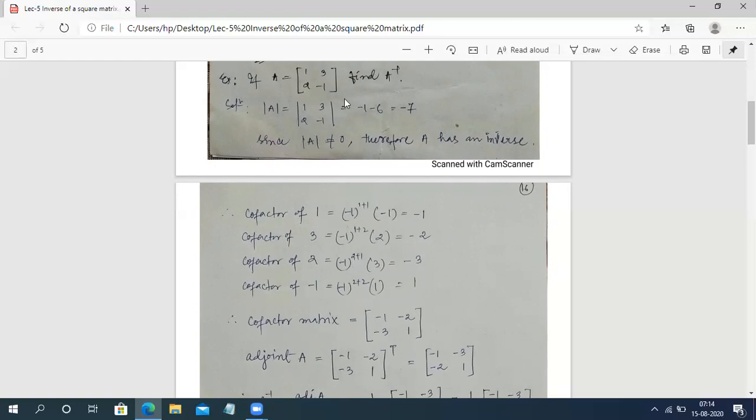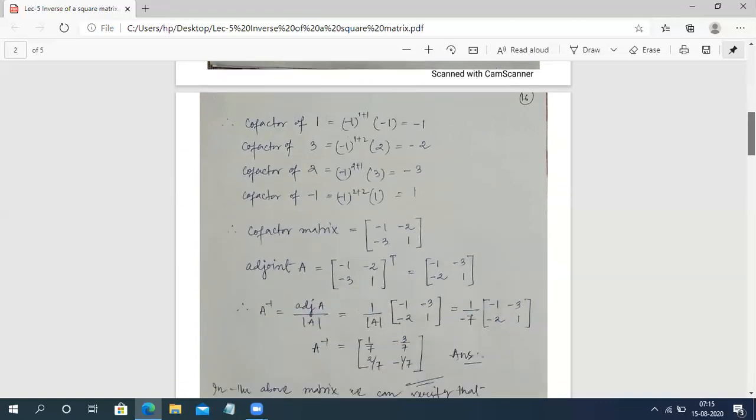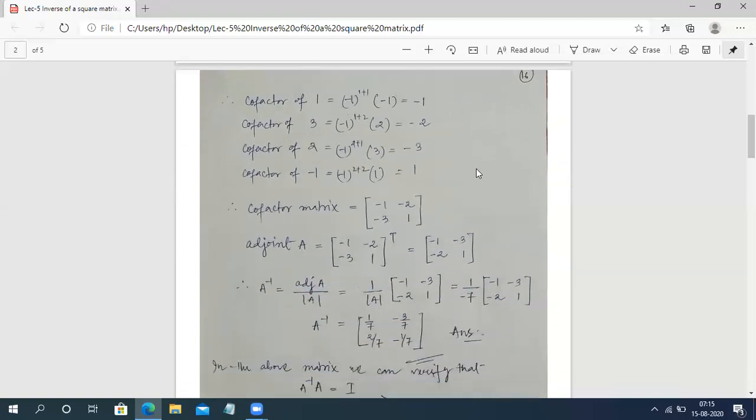Similarly, the cofactor of minus 1 will be (-1) to the power 2 plus 2, because its position is A22. Since 2 plus 2 is even, it will be positive, and the minor of minus 1 is 1, so it is positive 1. So the cofactor matrix is minus 1, minus 2, minus 3, 1.